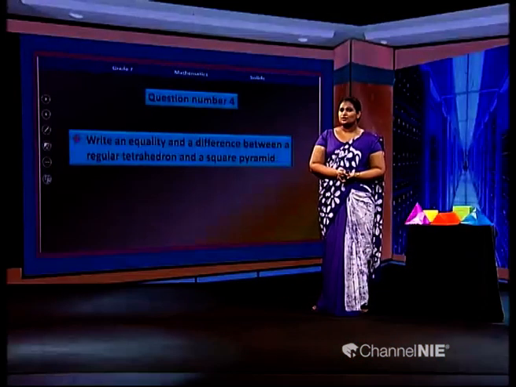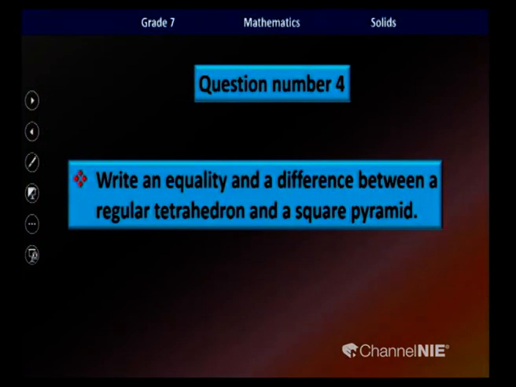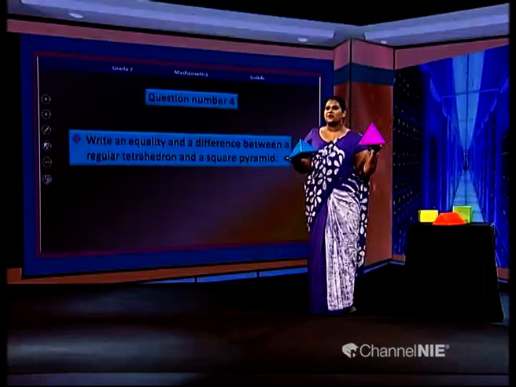Right. We will move on to another question. This is question number 4. Write an equality and a difference between a regular tetrahedron and a square pyramid. I will say it once again. Write an equality and a difference between a regular tetrahedron and a square pyramid. Right? Okay, we will see. Now we will compare. This is the regular tetrahedron. This is the square pyramid.